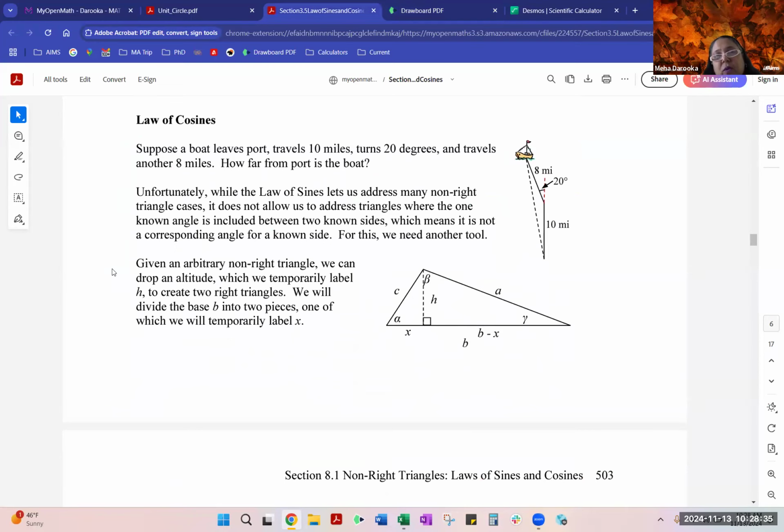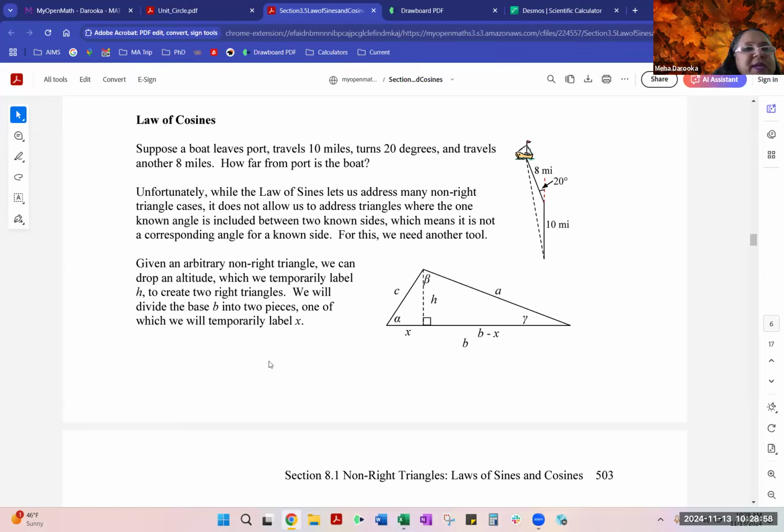All right, so moving forward, we're now looking at law of cosines, and you can kind of see the little illustration they have over here. So they're talking about, suppose a boat leaves port, travels 10 miles, turns 20 degrees, and travels another 8 miles, and they want to know how far from port is the boat.